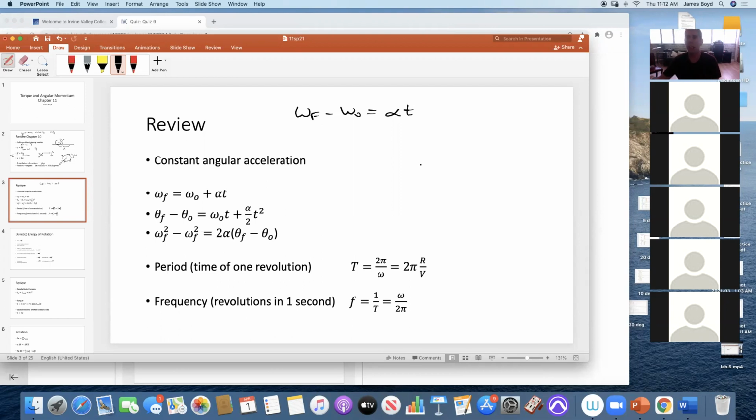We can solve these by doing the integrals. Let me do this right. Alpha is d omega dt. So d omega is alpha dt. And since alpha is considered to be constant, we just get the same equations that we knew before.